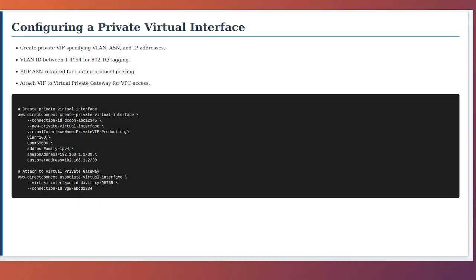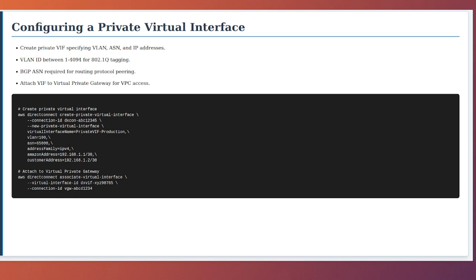The Create Private Virtual Interface command requires several parameters. The connection ID parameter references the Direct Connect connection you created earlier. This tells AWS which physical connection this virtual interface should use. The virtual interface name is a descriptive name for this VIF to help you identify its purpose.